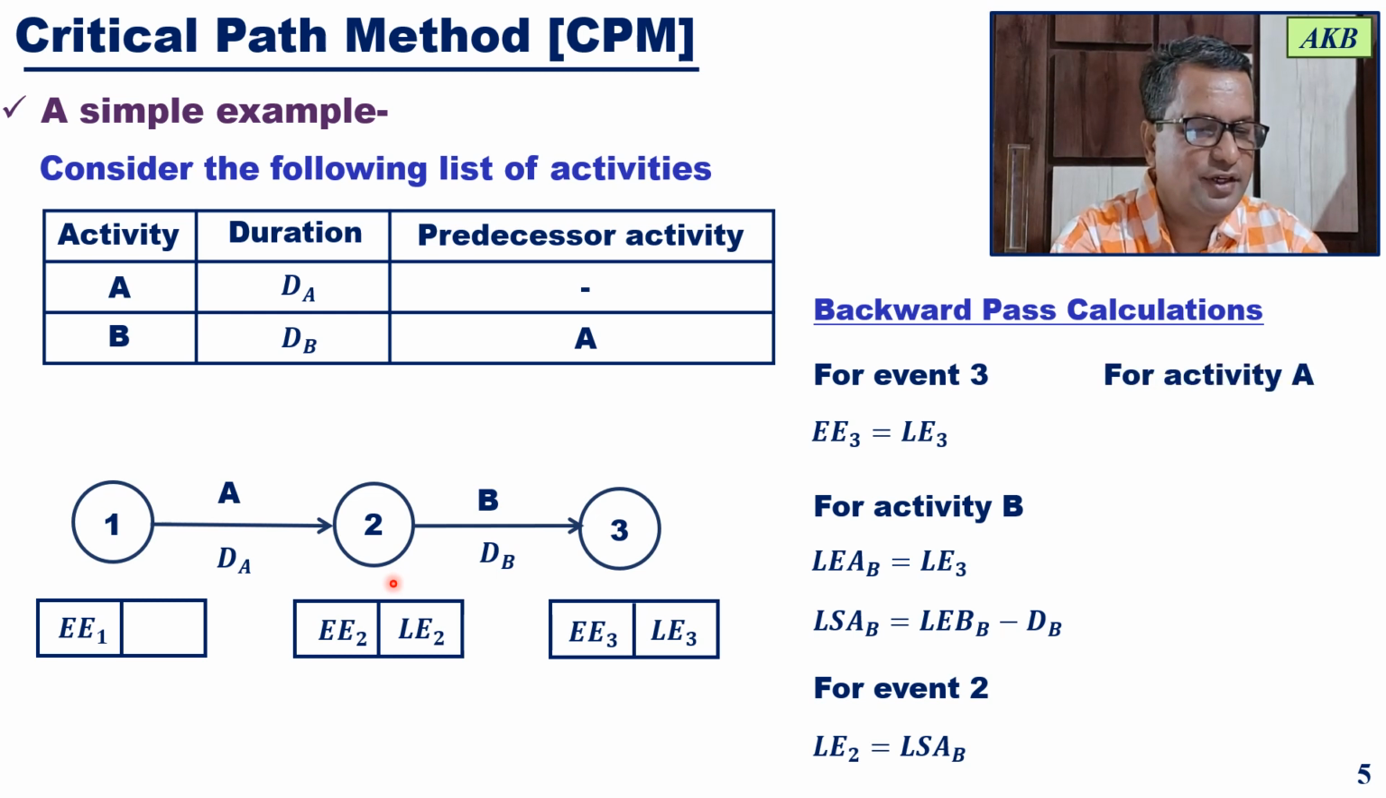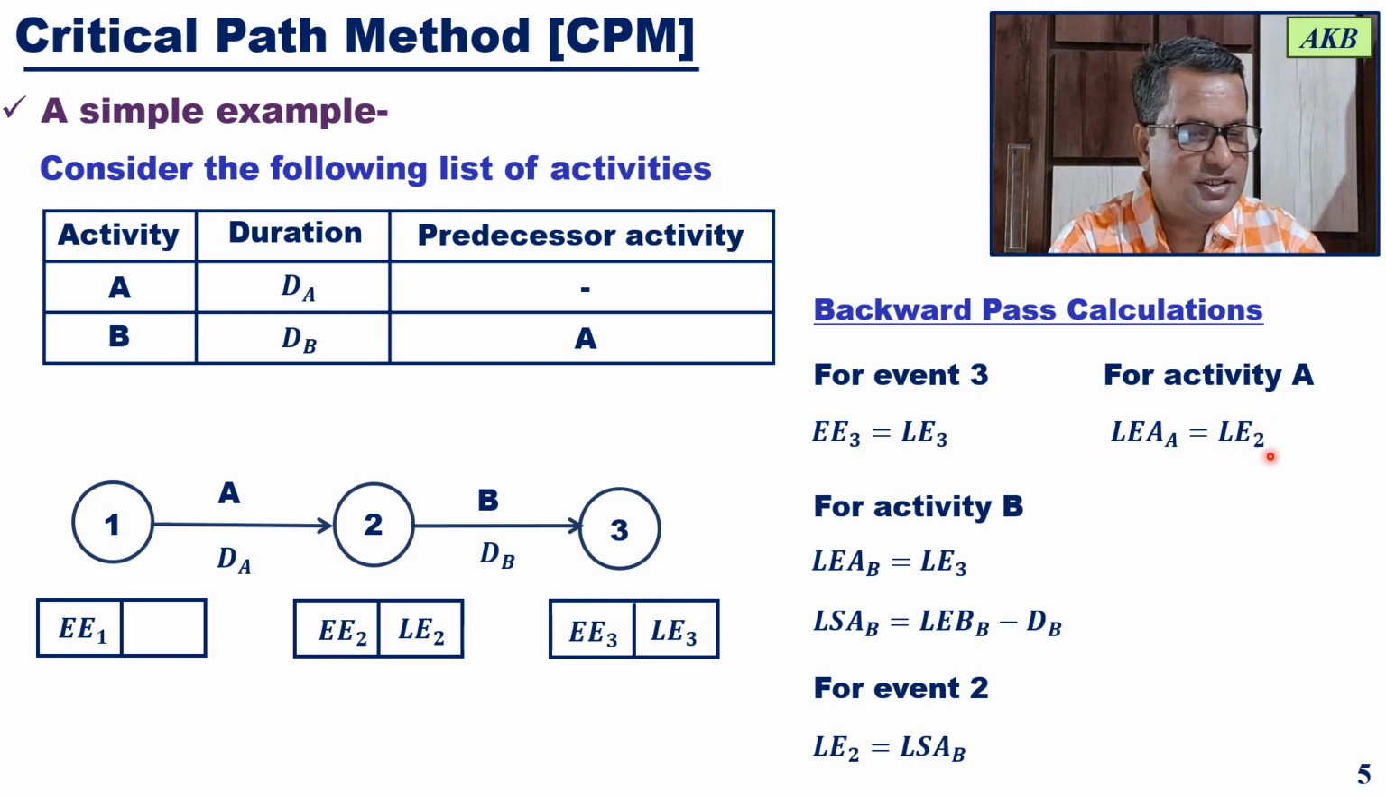Then after event 2, let us move to activity A. Same thing for activity A: the latest end time of the activity, that is LEA, will be equal to the latest event time for event 2.